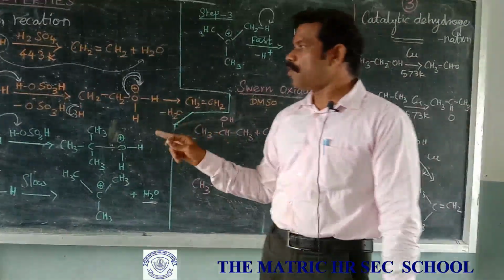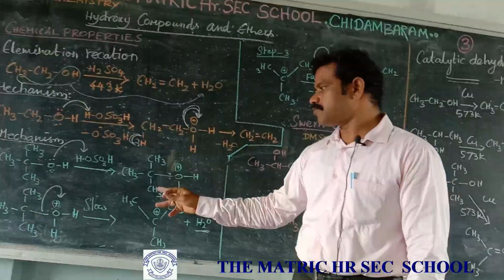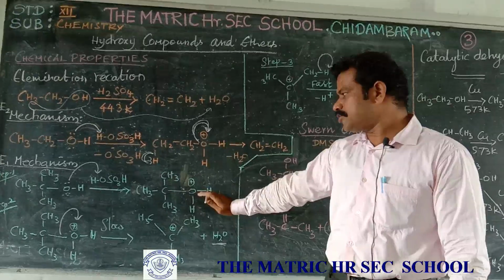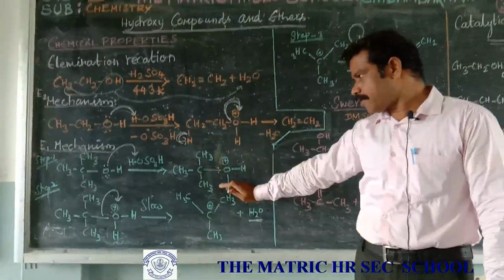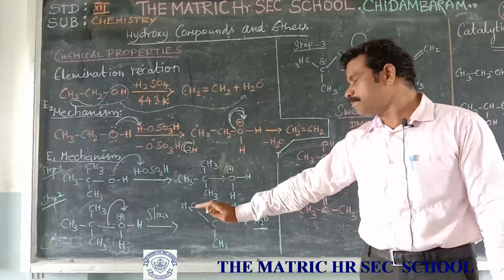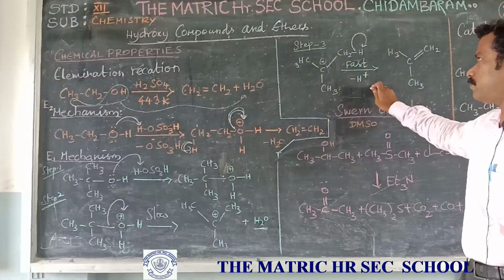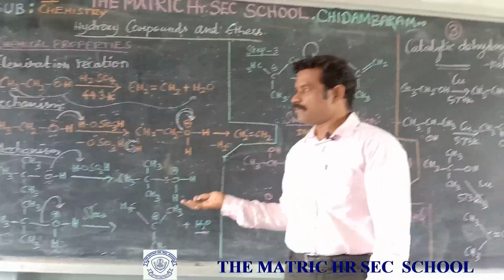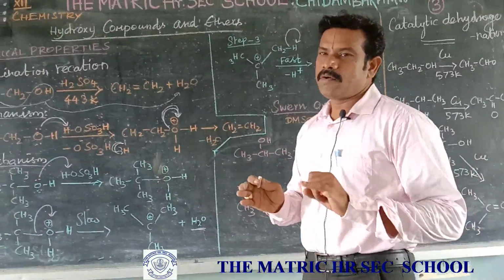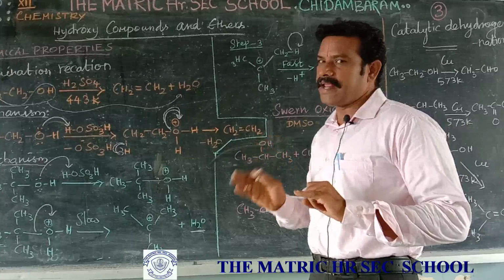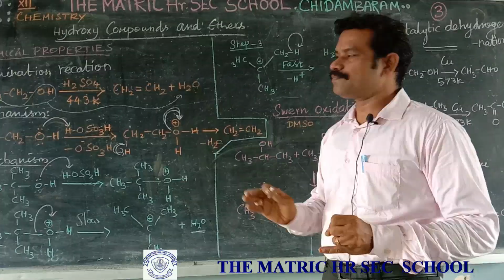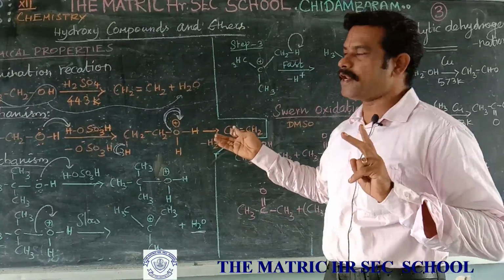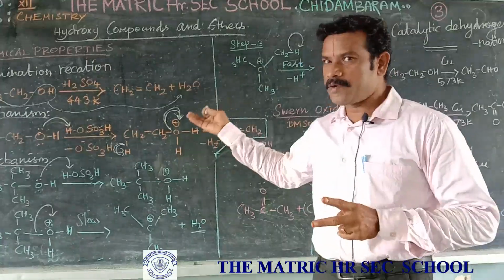So the E1 mechanism is formed in 2 steps. The first step forms an intermediate compound. The second step is the slow step. So this step is the rate determining step. E1 means one compound is determining the rate. So that is the E1 mechanism. E2 means two components determine the rate of the reaction. So that is the E2 reaction.